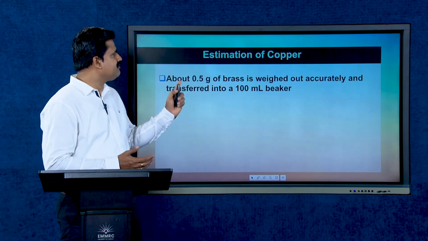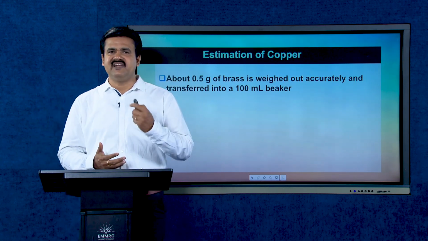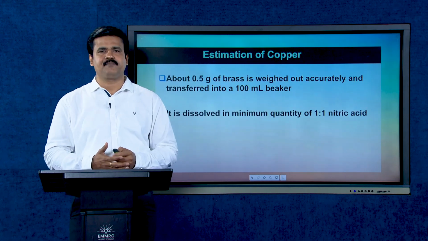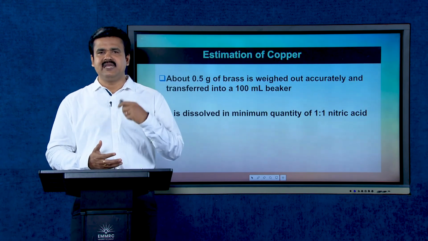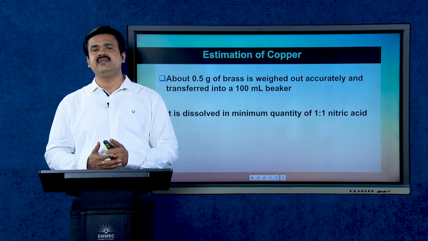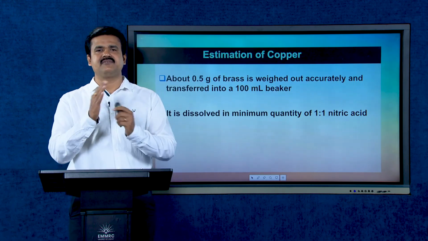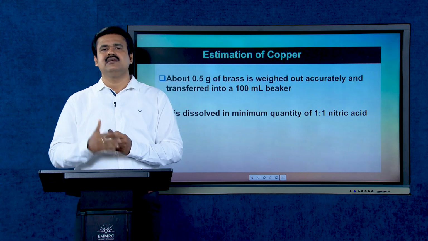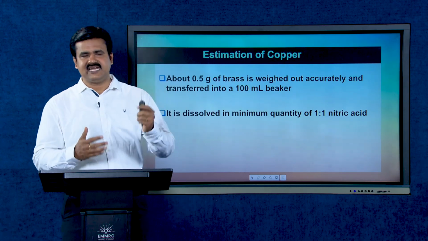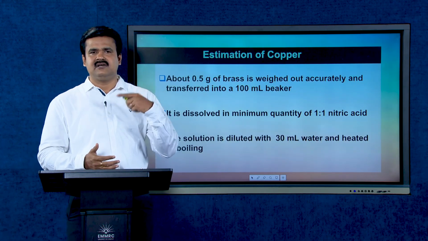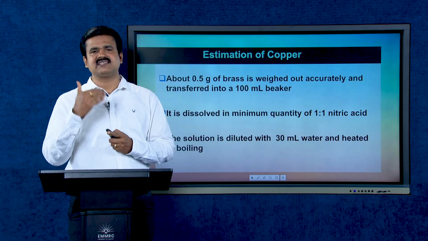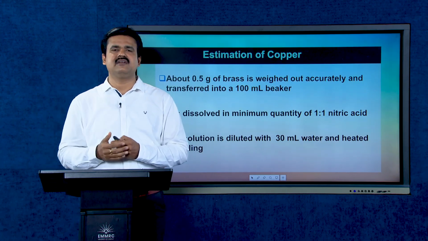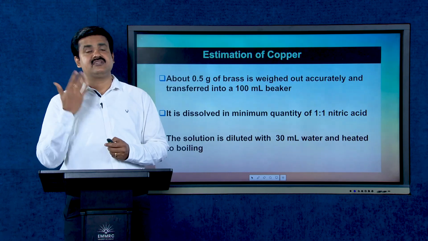About 0.5 gram of brass is weighed out accurately and transferred to a 100 ml beaker. It is dissolved in a minimum quantity of 1:1 nitric acid, that is 50 ml nitric acid and 50 ml water. So, you are getting 1:1 nitric acid, and the brass sample is dissolved in it. The solution is diluted with 30 ml of water and heated to boiling.